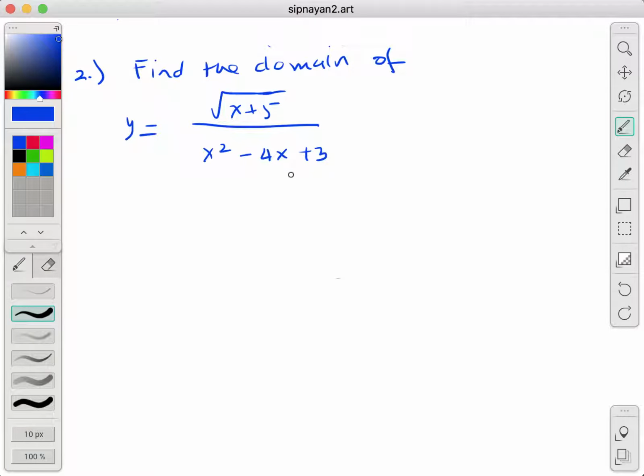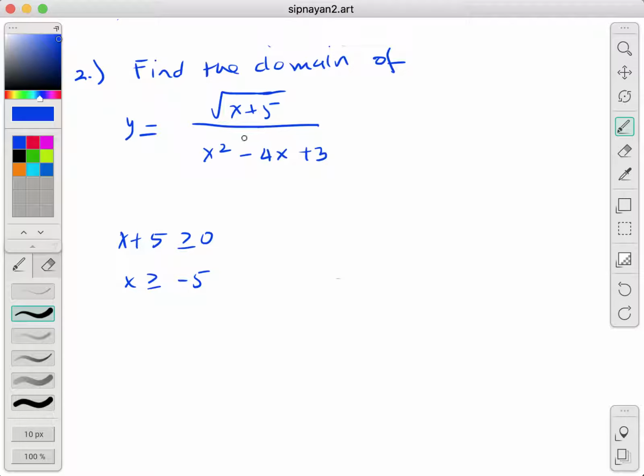Over x squared minus 4x plus 3. So, combination ito ng radical function tsaka rational function, no? So, radical yung sa taas niya, tapos naka-fraction siya. Again, this number must not be a negative number, so greater than or equal to 0 siya. So, x plus 5 is greater than or equal to 0, meaning we have x is greater than or equal to negative 5. Subtracting 5 from both sides, no?